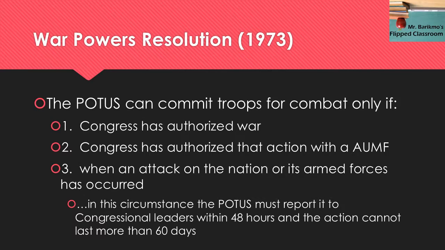In 1973, during the Vietnam War, Congress passed what we call the War Powers Resolution. This is a wide-ranging authority given to the president that says the president can commit troops if Congress has authorized the action through an authorization for the use of military force, or when an attack on the nation or its armed forces has occurred, when the president can act without the permission of Congress. But in this circumstance, the president has to report to congressional leaders within 48 hours, and that action can't last more than 60 days. So the War Powers Resolution gives authority to the president to conduct these wars and police actions, these undeclared wars, as he deems necessary.